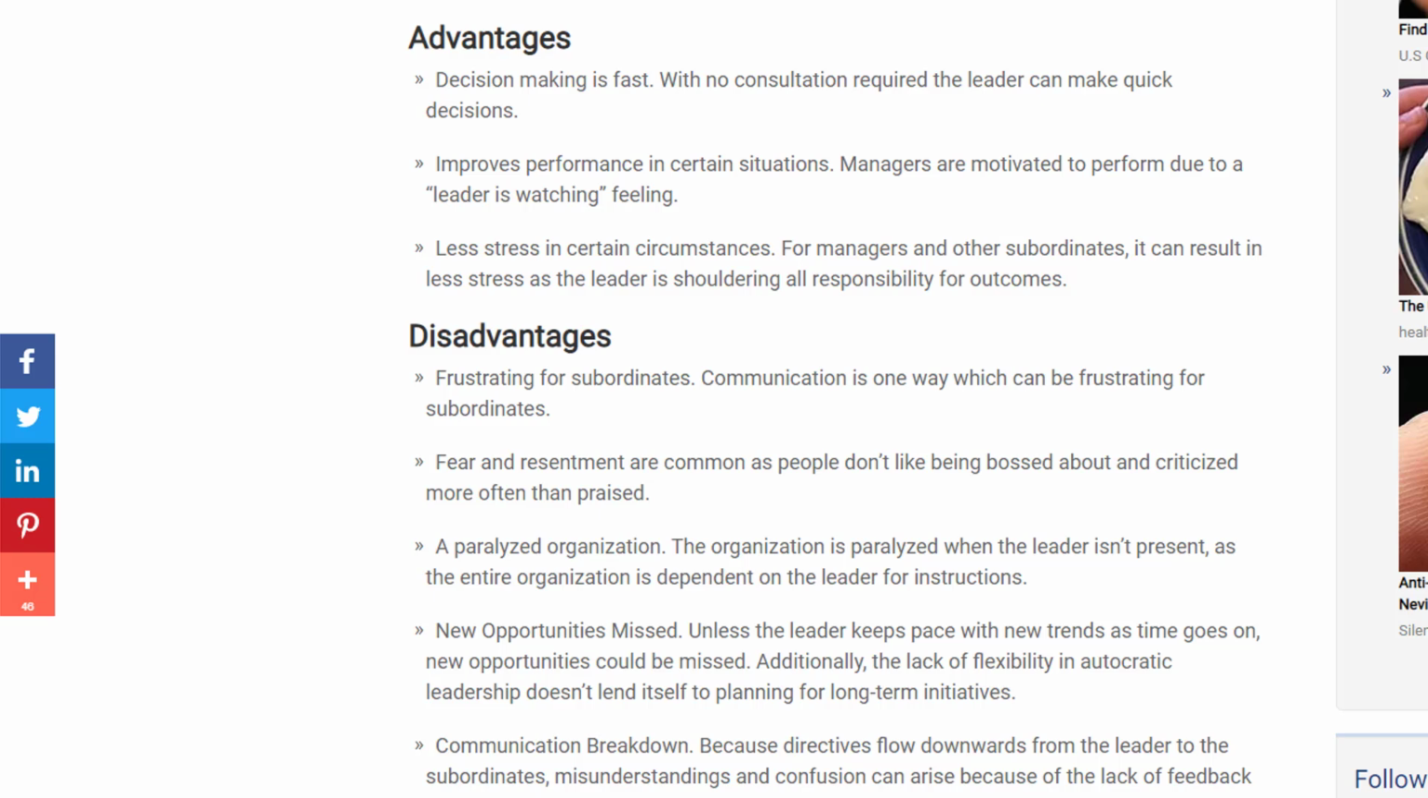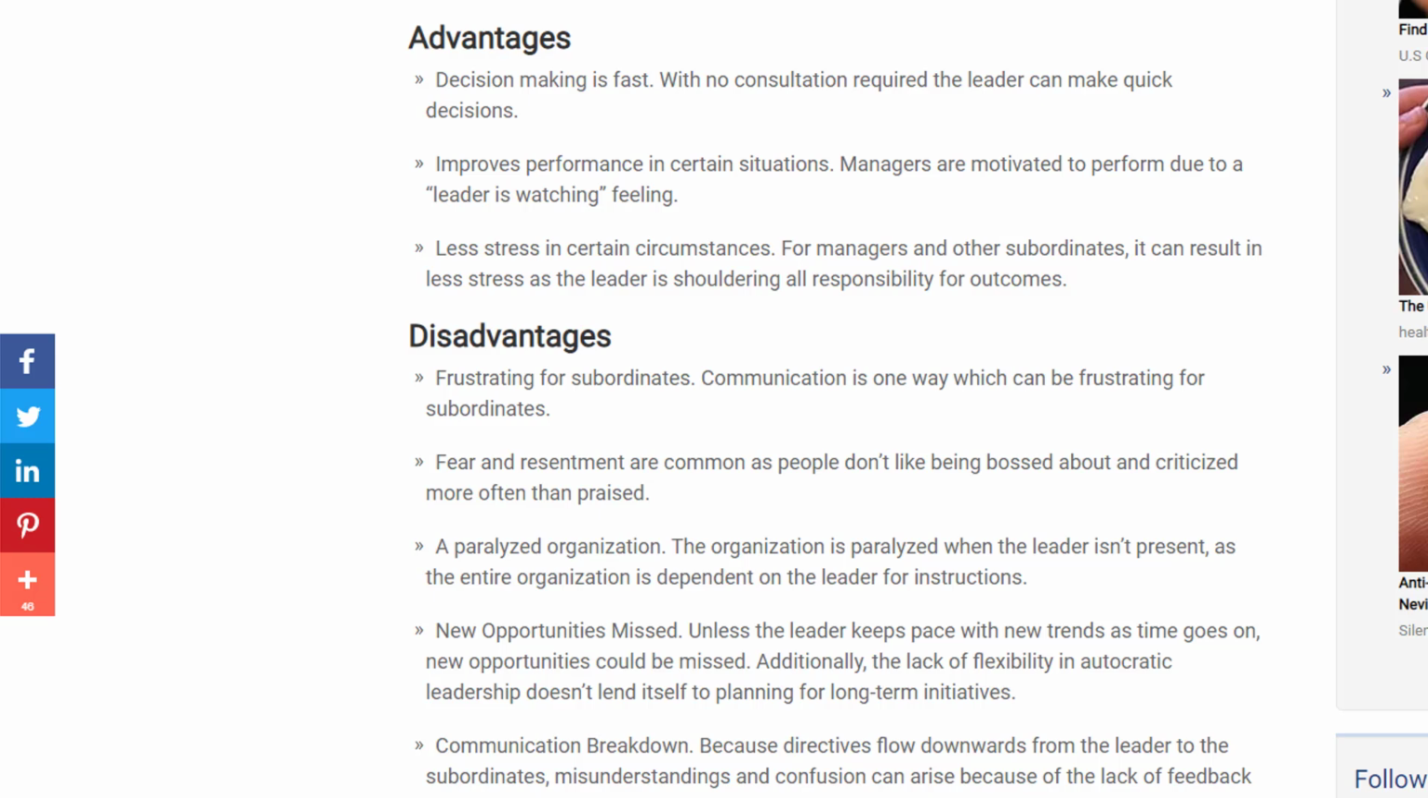You can paralyze an organization if only one person is responsible for certain decisions. Because if the leader is not there, if the leader is sick, if something happens, you paralyze the company for whatever time the leader is out, because only one person is responsible for the decision-making process. So therefore, you're going to be in a state of stasis. You're not going to be able to make any decisions while the boss is not available.